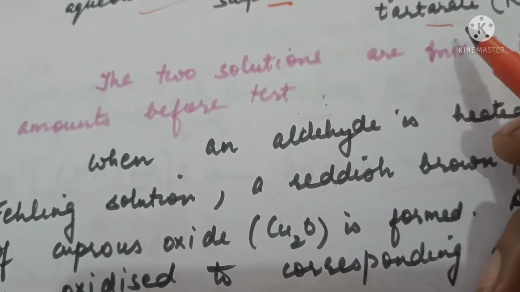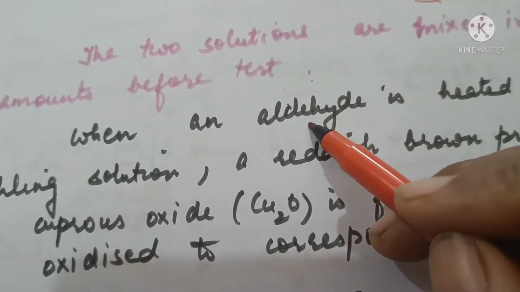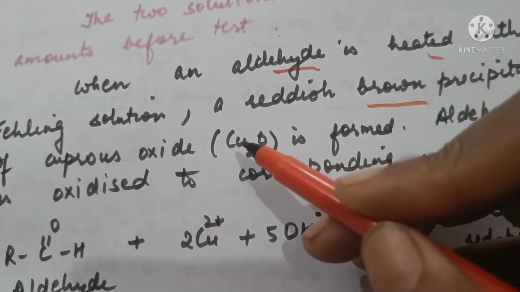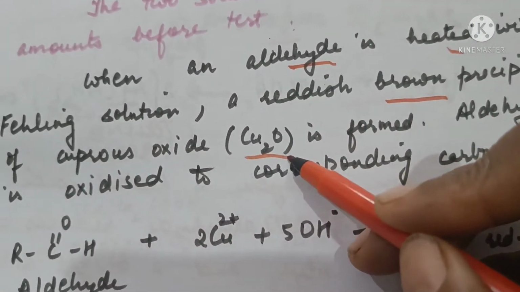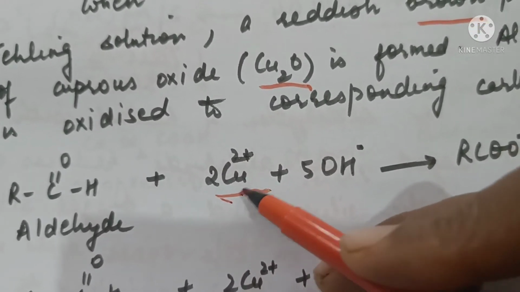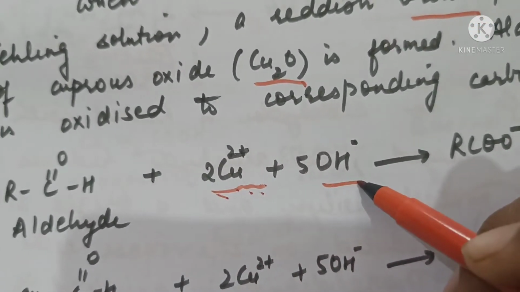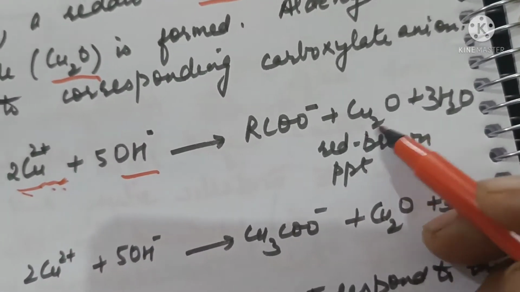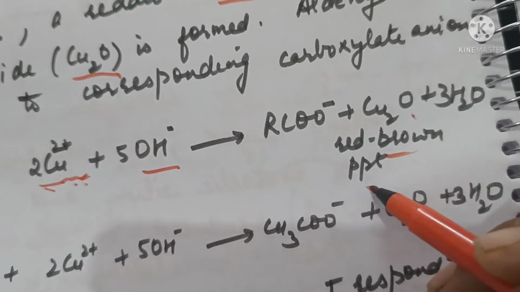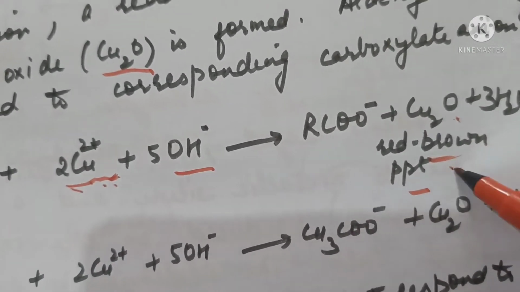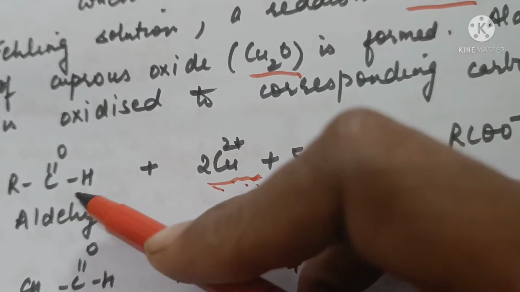And when we add the mixture of these two solutions to aldehyde and heat it, a reddish brown precipitate of cuprous oxide is formed. So the Fehling solution contains cupric ions and hydroxide ions. Aldehyde will reduce it to cuprous ions, cuprous oxide, which forms a red-brown precipitate. The presence of red-brown precipitate indicates the presence of aldehyde.